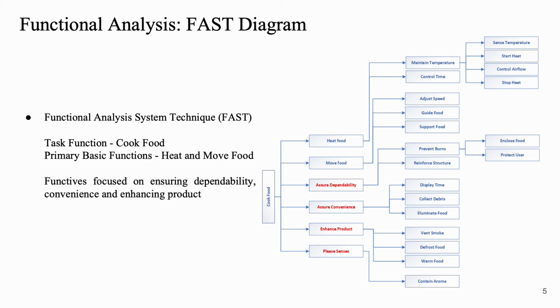To identify all our task functions, we created a FAST diagram. The task function is to cook food and the primary basic functions are to heat and move food. We also focused on assuring dependability, convenience, enhancing product, and policing senses.